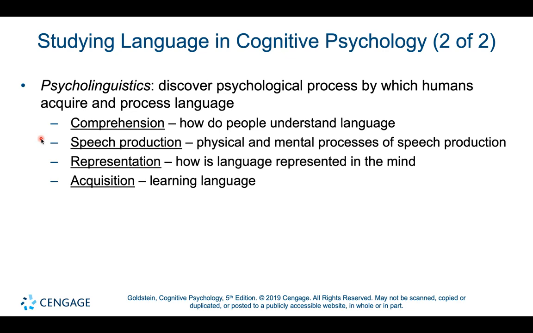So there are a few main components to psycholinguistics. It wants to understand how people comprehend language, how they understand the language of others. We want to understand how people produce their own language, both the physical, meaning the phonological, the sounds of language, as well as the mechanics of written language, the physical production of language, and the mental processes associated with speech production. How we represent language in the mind, representation, and then, of course, acquisition, how we learn language.